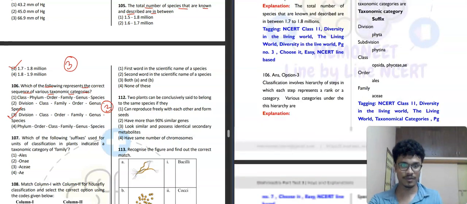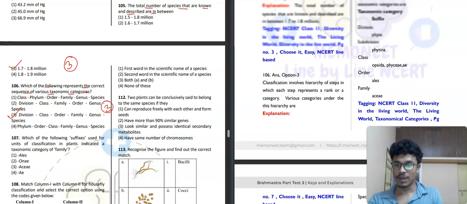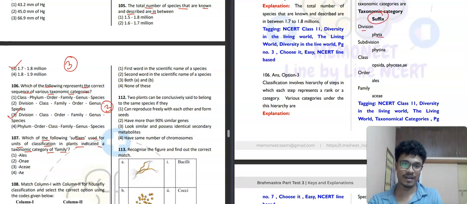107. Very good. Which of the following suffixes used for units of classification in plants indicates the taxonomic category of family? -ales, -onae, -aceae, -eae, or -a. The suffix for division is -phyta, for subdivision is -phytina, for class is -opsida, -phyceae or -eae, for order it is -ales, for family it is -aceae.